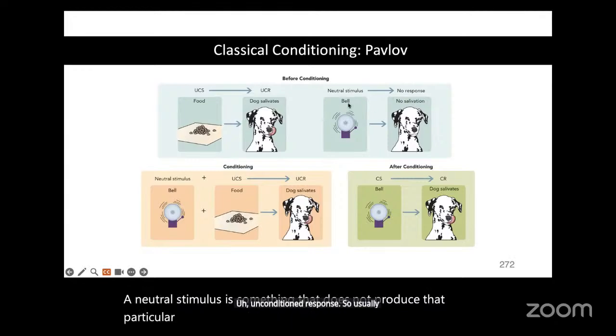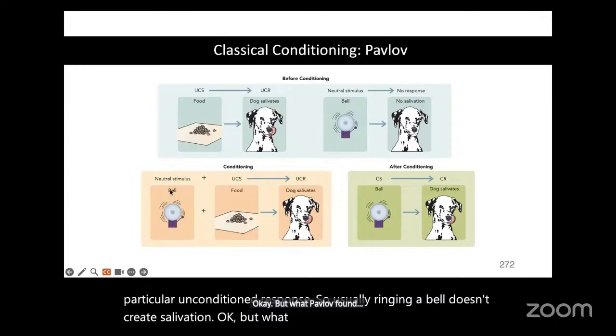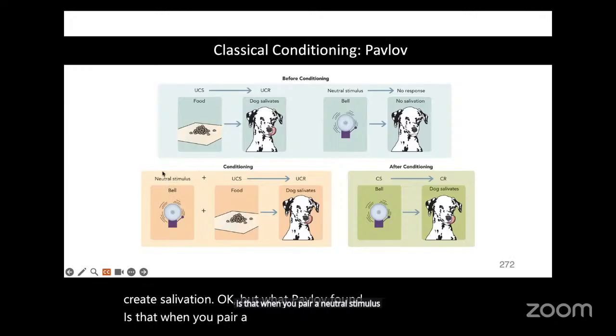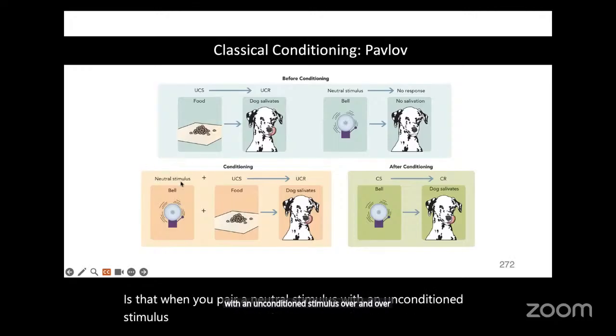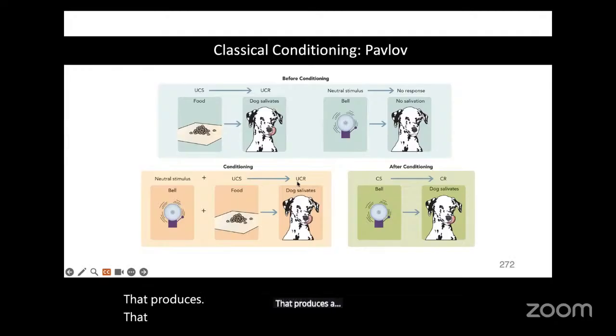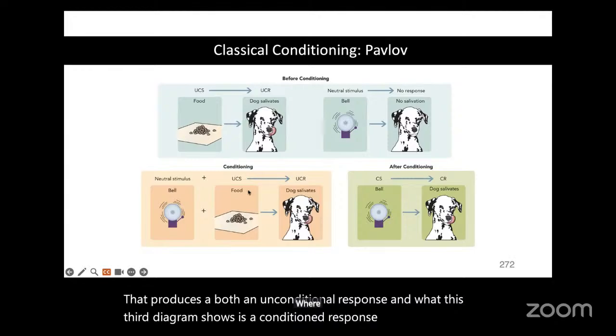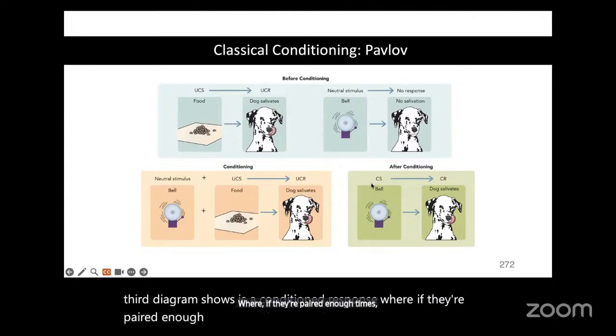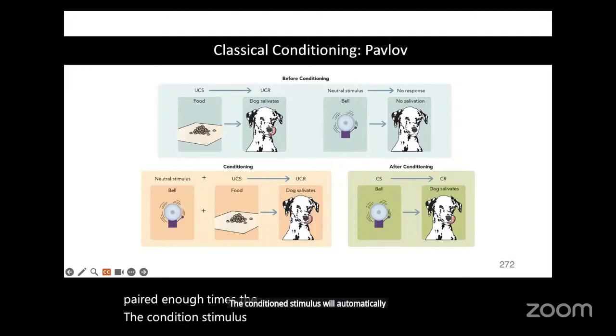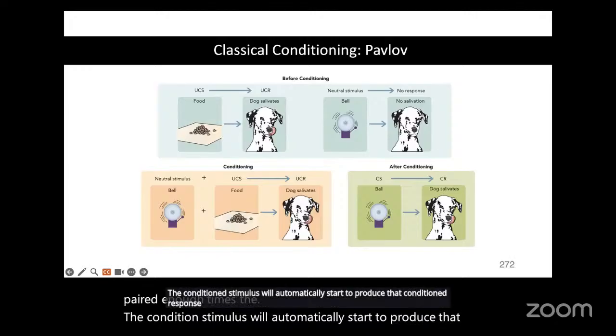Okay. A neutral stimulus is something that does not produce that particular unconditioned response. So usually ringing a bell doesn't create salivation. But what Pavlov found is that when you pair a neutral stimulus with an unconditioned stimulus over and over and over, that produces both an unconditioned response and, as this third diagram shows, a conditioned response, where if they're paired enough times, the conditioned stimulus will automatically start to produce that conditioned response, meaning the salivation. Okay.